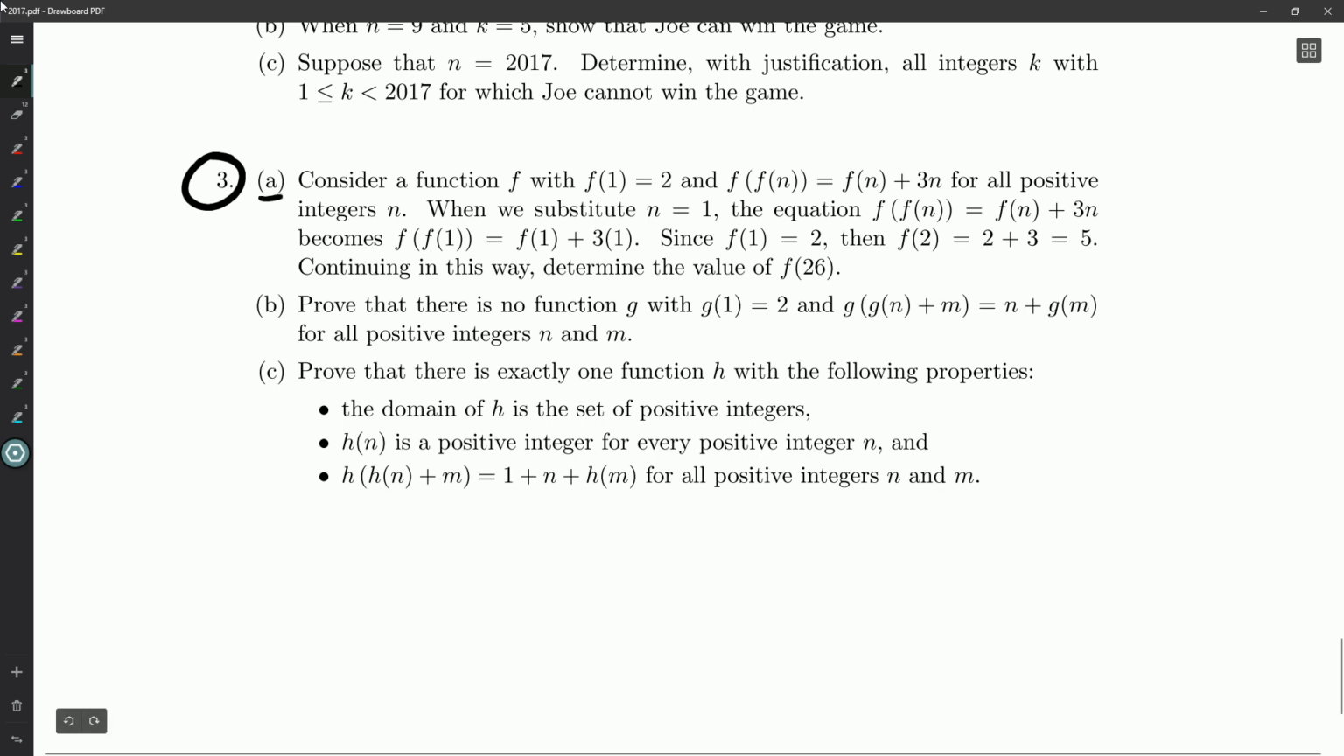What have we got here? So we've got an A, B, and a C part. So A: consider a function f, where f of 1 is equal to 2, and we know f of n is f of n plus 3n for all positive integers n. So, for example, when we sub n equals 1 into the equation, you get f of 2 is f of 1 plus 3. And since we are already told f of 1 is equal to 2, we see f of 2 is 5. Continuing in this way, figure out what the value of f of 26 is.